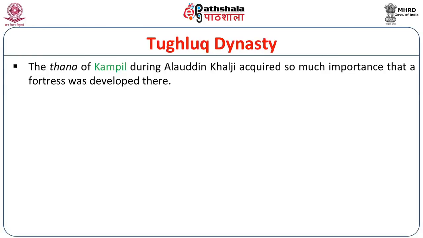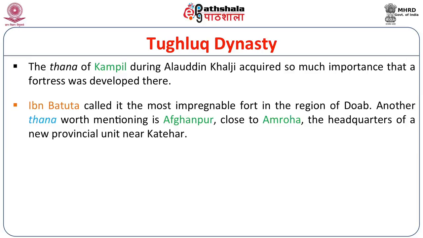The thana of Kampil, during Alauddin Khalji, acquired so much importance that a fortress had to be developed there. Ibn Battuta called it the most impregnable fort in the region of the Doab.